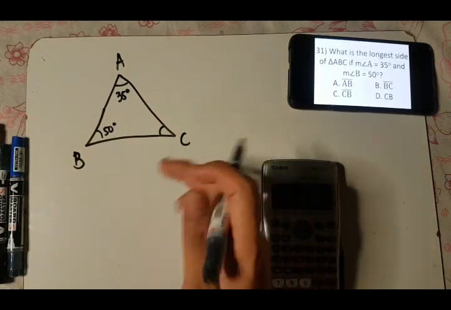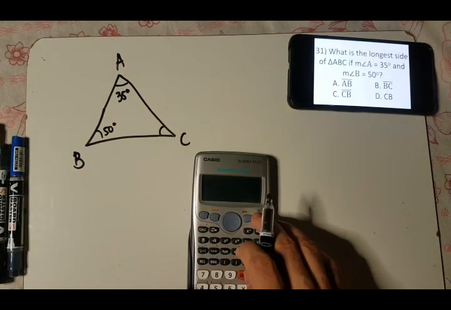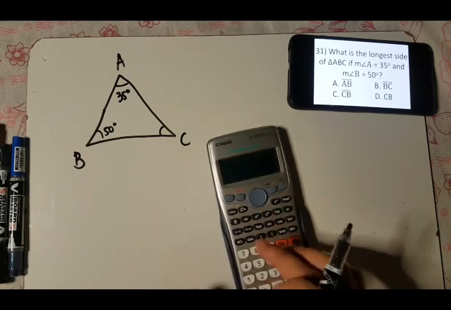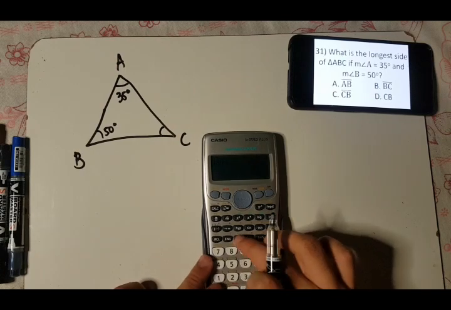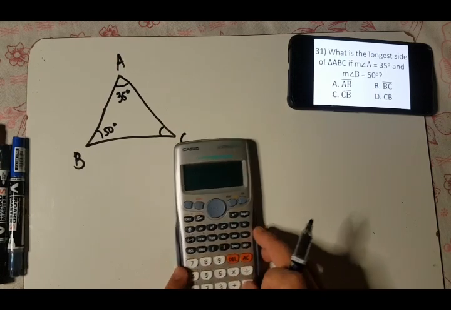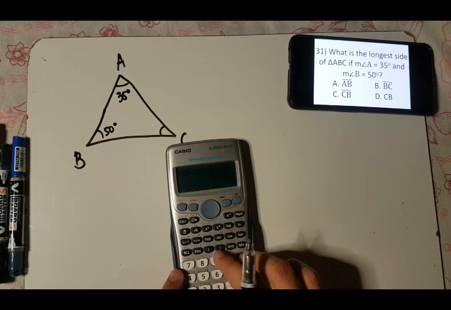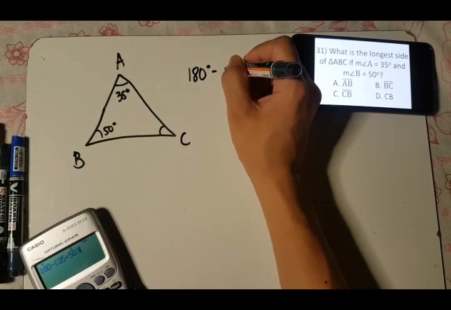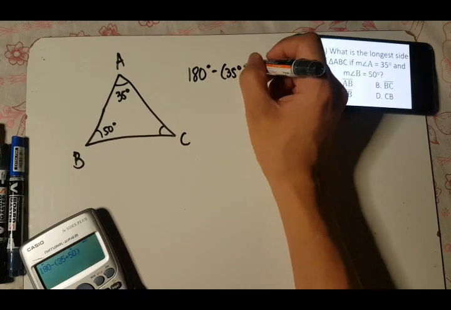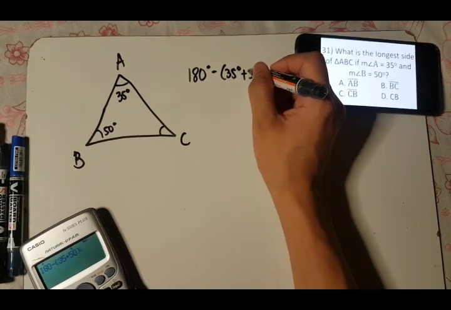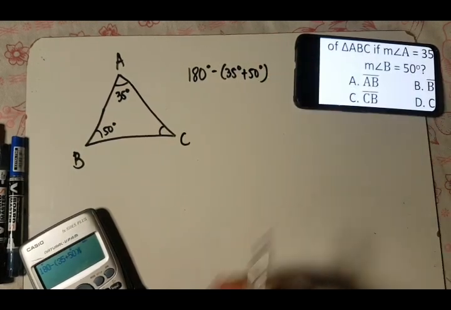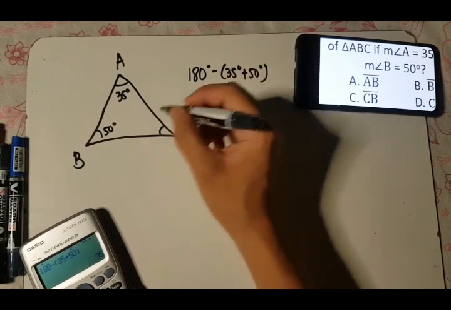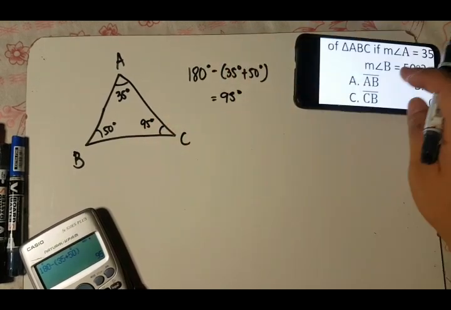So, paano po ba yan? Tandaan nyo lang po yung sum of interior angles of a triangle is equal to 180 degrees. So, 180 minus 35 plus 50. Ganito po yan. So, 180 degrees minus 35 degrees plus 50 degrees is equal to 95 degrees. So, 95 degrees si angle C.